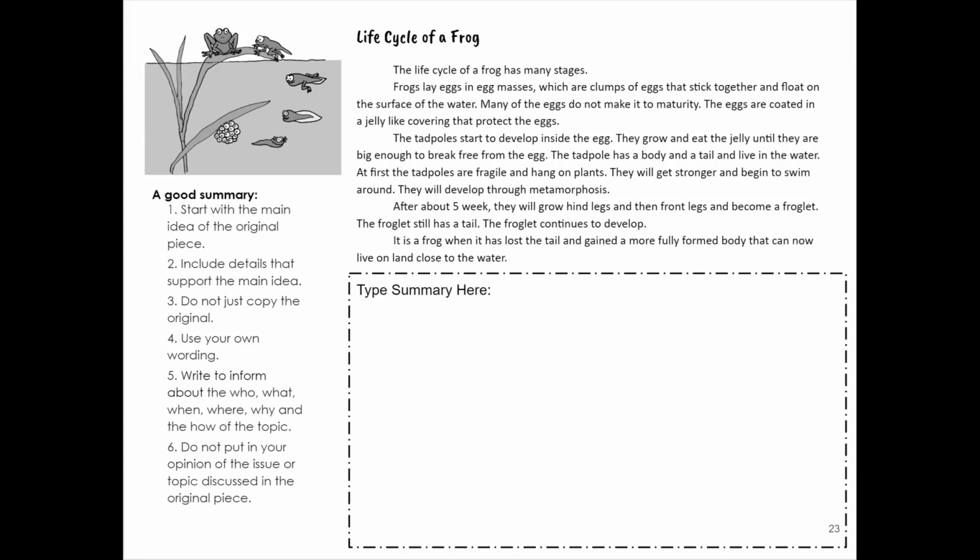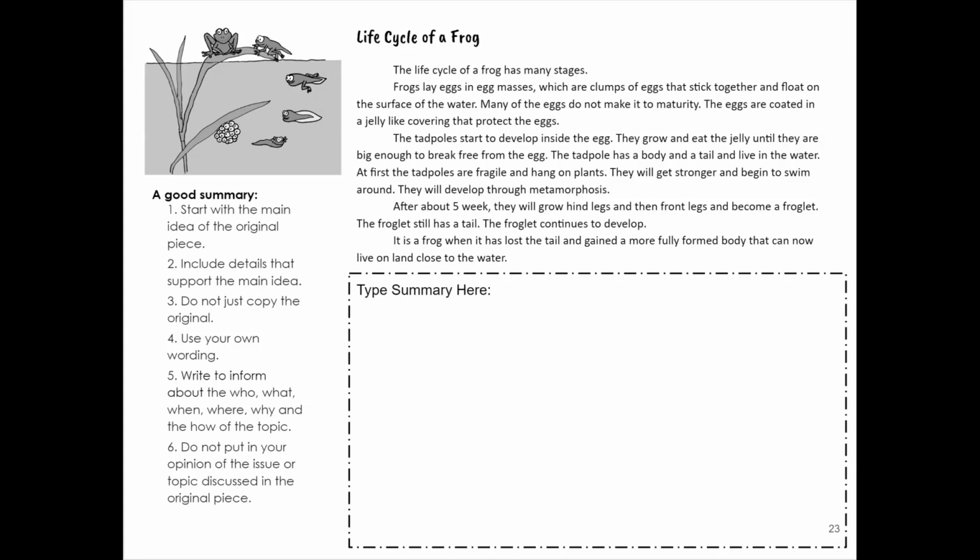Frogs lay eggs in egg masses, which are clumps of eggs that stick together and float on the surface of the water. Many of the eggs do not make it to maturity. The eggs are coated in a jelly-like covering that protects the eggs. The tadpoles start to develop inside the eggs. They grow and eat the jelly until they are big enough to break free from the egg. The tadpole has a body and a tail and lives in the water.